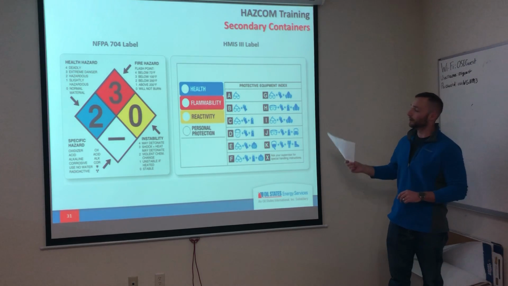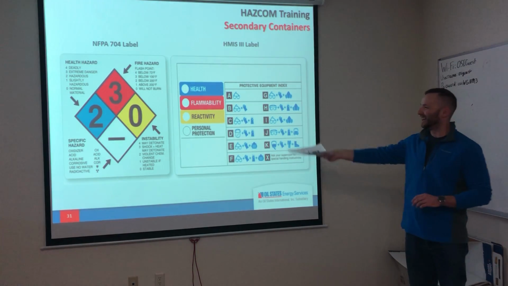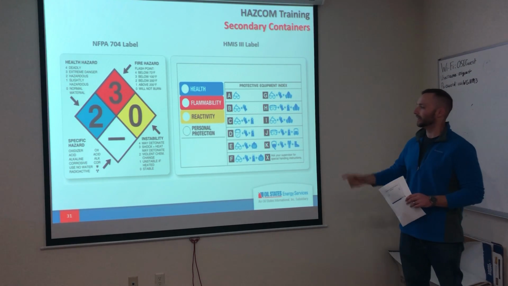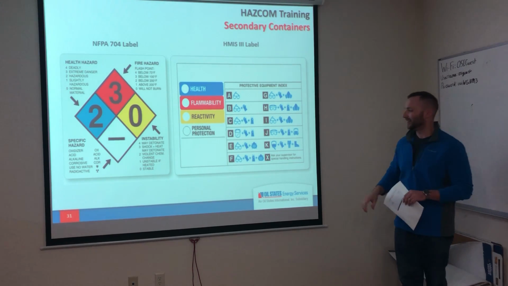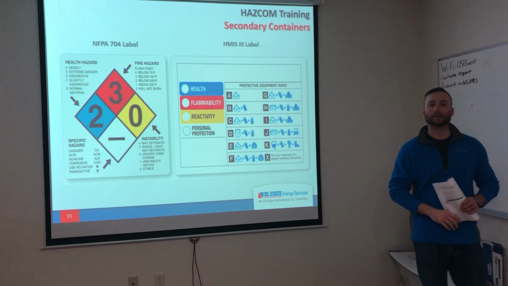Same numbering system here on the right on the HMIS, 0 through 4. It's going to be in that format though, with the actual hazard category listed in writing, like I said. And instead of specifying a specific hazard like the one on the left does, the HMIS label is actually going to give you a PPE index of what PPE you should use.